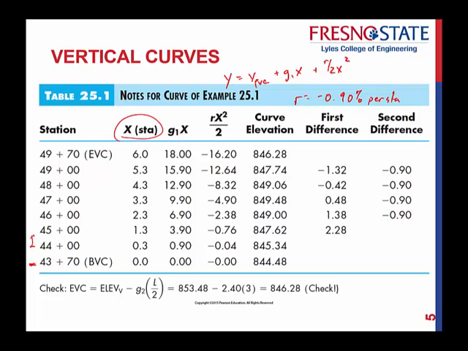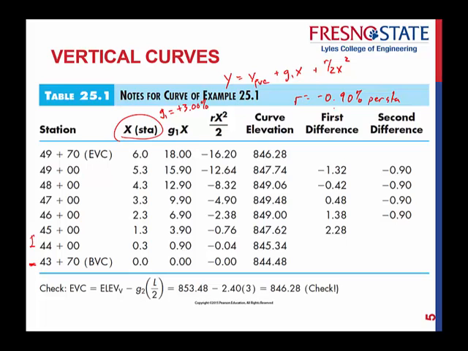Now you can multiply G1 times X. And what did we say G1 was? G1 is equal to plus 3.00%. So all that's doing is, you look right here, 0 times plus 3 is 0, of course. This one right here, 0.3 times 3 equals 0.9, and so on and so forth as you go throughout your chart. Now when you get right here to R times X squared over 2, which is the last part, our correction portion of the equation, you calculate that out.